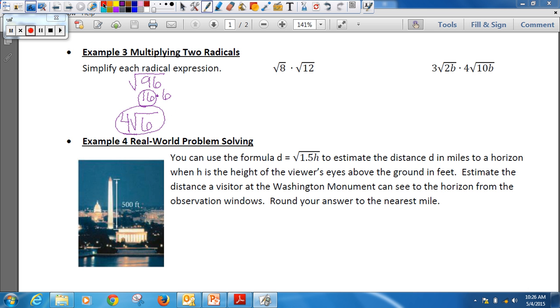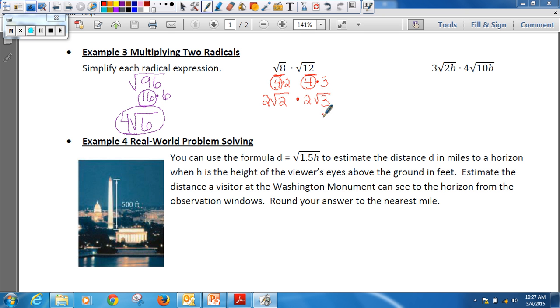The second method would be to simplify each part first and then multiply. So I can rewrite 8 as 4 times 2. The perfect square is 4. The square root of 4 is 2, so square root of 8 can be rewritten as 2 square root of 2 times the square root of 12. The square root of 12 could be rewritten as 4 times 3, because remember, you want to use the factors and one has to be a perfect square. The square root of 4 is 2, and I'm left with the square root of 3.